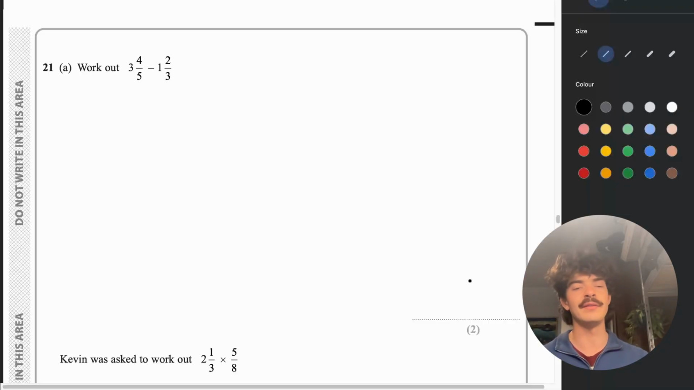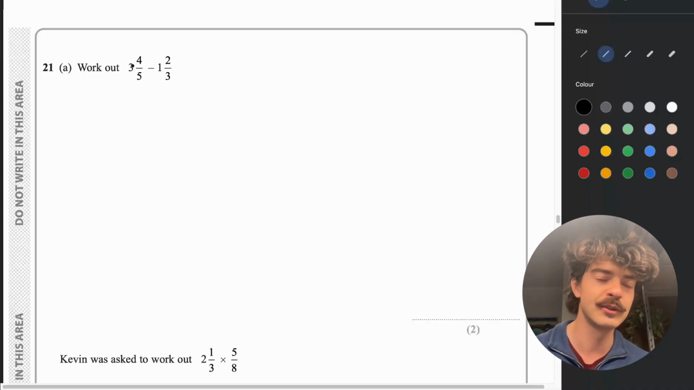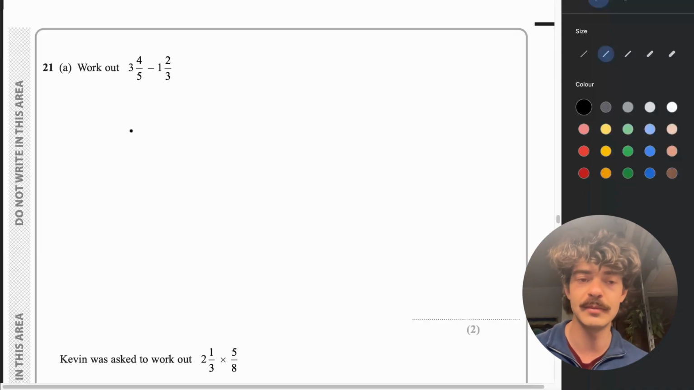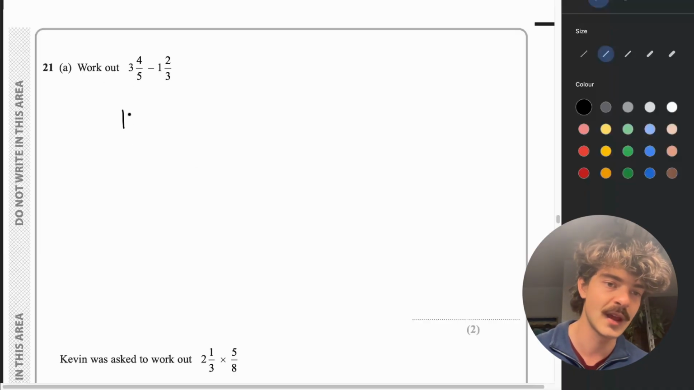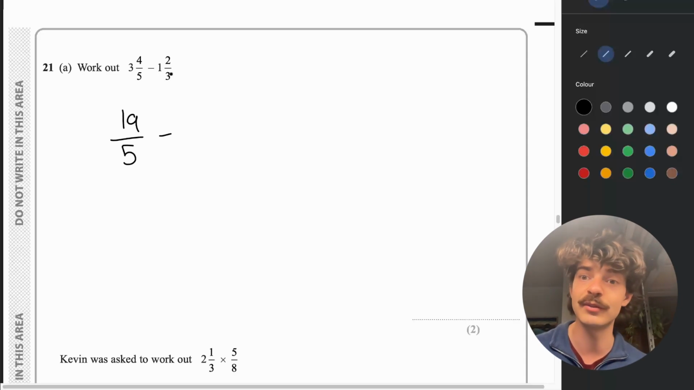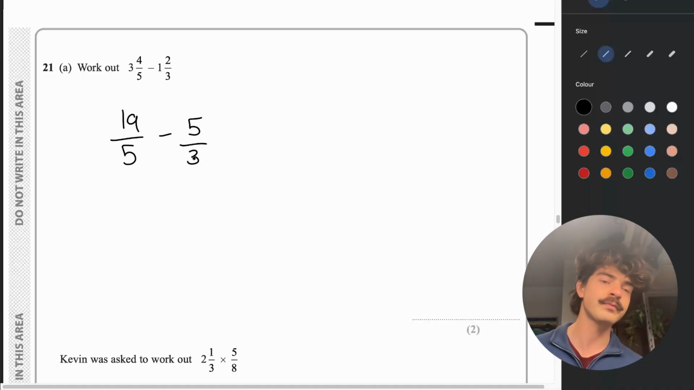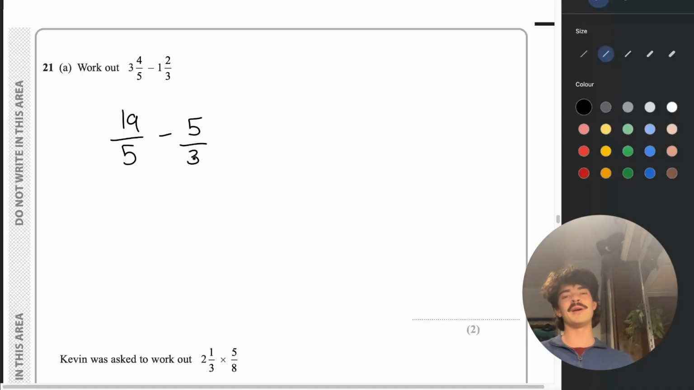A couple of fraction questions up next. So we're starting off with some mixed numbers here. I'd always advise that it's a little bit nicer if we turn these mixed numbers into top heavies to get us started. So 3 times 5 is 15, plus the 4, gives us 19 over 5. Same idea over here. 1 times 3 is 3, 3 plus 2 is 5. That's all over 3. Okay, so we're into top heavies rather than mixed numbers straight away.